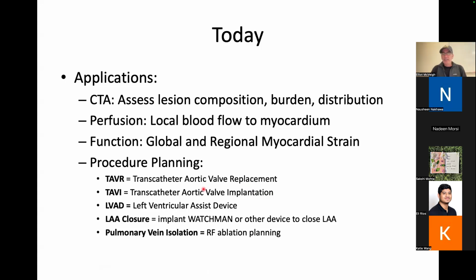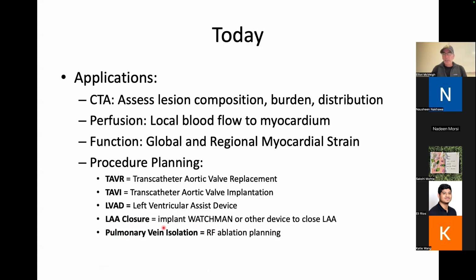And so over the course of the transcatheter aortic valve implantation development, CT went in lockstep with the development of that technology, and it's used all the time. Nobody gets a TAVR without a CT, basically.